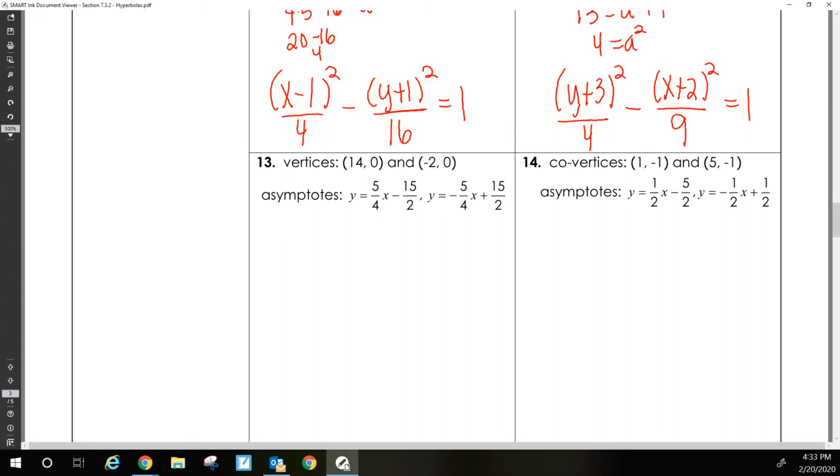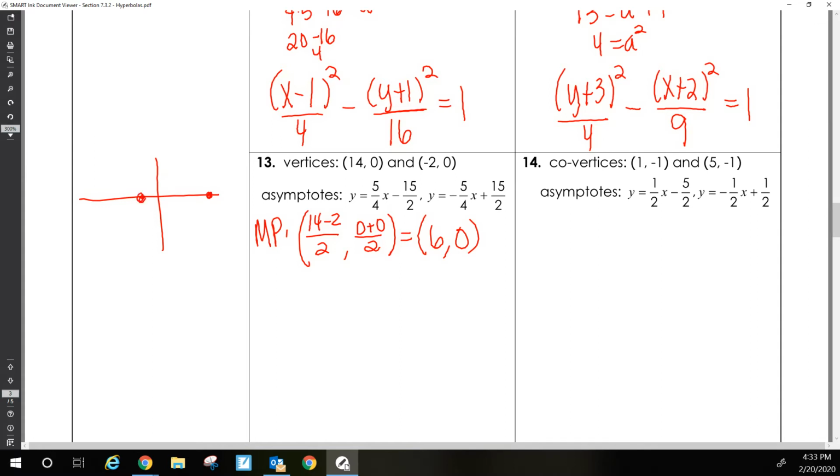Let's see. From the vertices, we can find the midpoint between the two of them. So that'd be 14 minus 2 divided by 2, 0 plus 0 divided by 2. 14 minus 2 is 12. Divided by 2 would be 6. 0 divided by anything is still 0. So we know that's our center. We also know if our vertices are at 14, 0, and negative 2, 0, and these are vertices, then we're going to be opening horizontally.